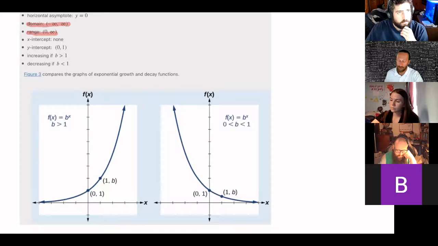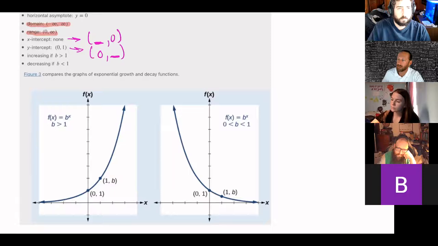Notice there is sometimes not an x-intercept, but there is going to be a y-intercept. How do we find intercepts? Always: if you want to find the x, let y be 0. If you want to find the y, let x be 0. None of that has changed. Okay?